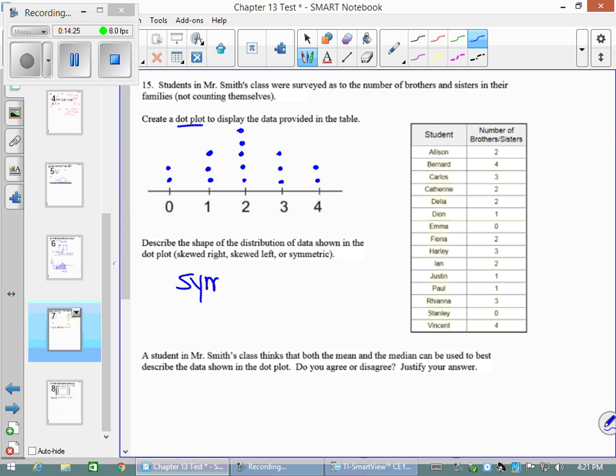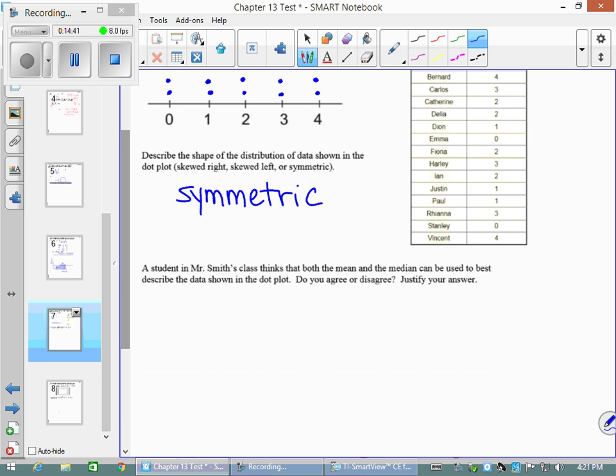We have 2 dots on the outside, then it turns into 3 and 3, and then in the middle we have 5. So that would definitely show us symmetry. Then a student in Mr. Smith's class thinks that both the mean and the median would both be used to best describe this data shown in the dot plot. Do we agree or disagree and justify?